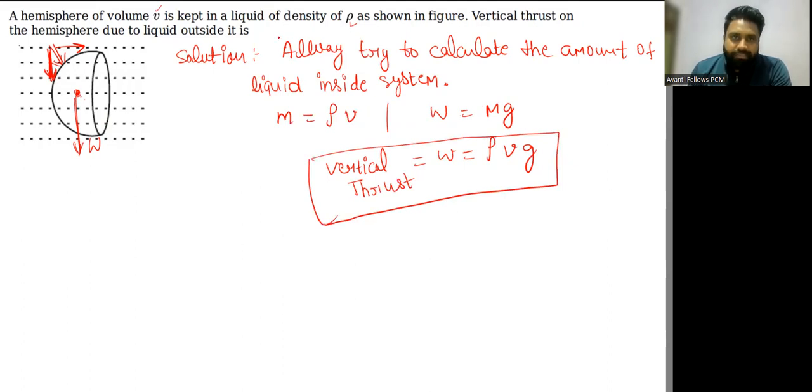But you have to keep this in mind: calculate the weight inside the shape, and if the force or the pressure is being asked, just do the calculation. If the force is being asked, then force is nothing but pressure into the particular area. Okay.